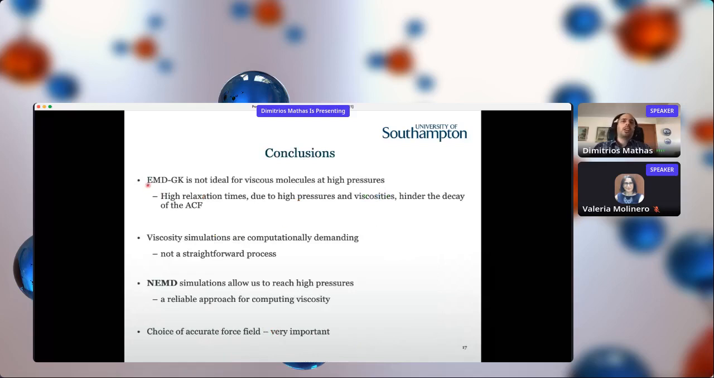So to conclude, we see that EMD is not ideal for viscous molecules, because high relaxation times hinder the decay of the ACF. Also, viscosity simulations are computationally demanding. It's not a straightforward process. NEMD simulation allows us to go to higher pressures, and we believe it's a reliable approach for calculating viscosity. Additionally, choosing an accurate force field is very important, one which is parameterized for lubricants in our case.